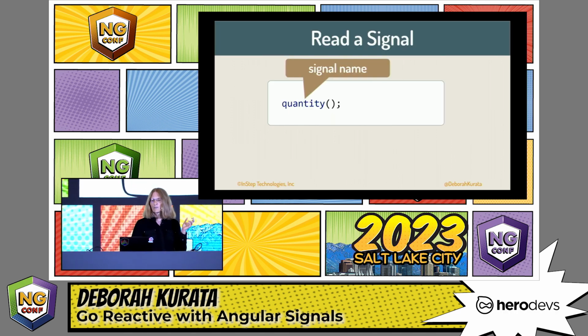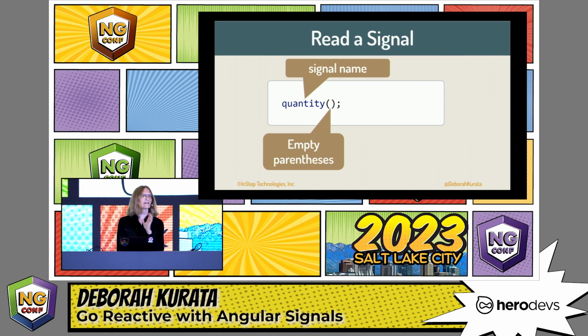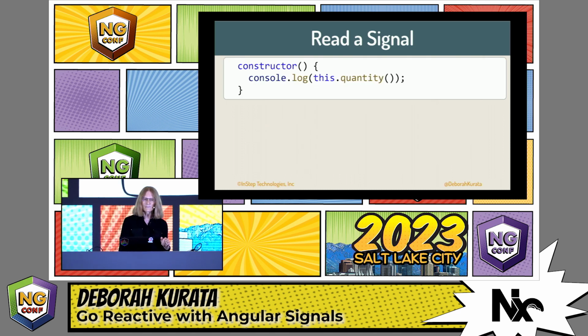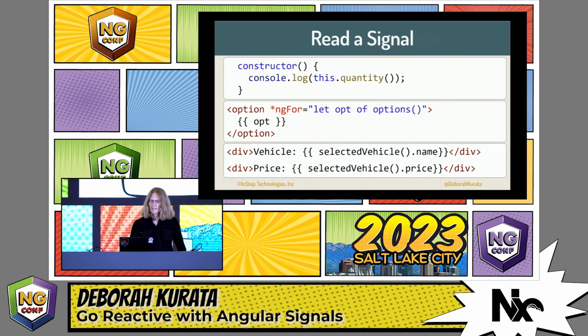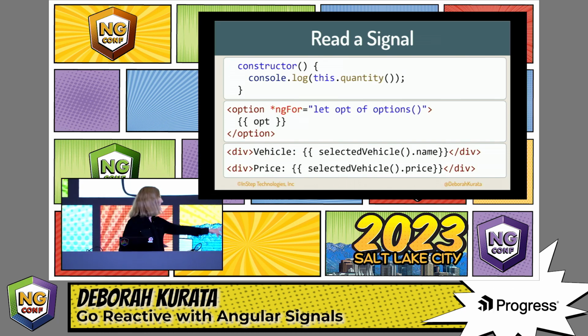We read a signal by using the signal name and the empty parentheses, basically, again, opening the box. Here are some examples. Here in our constructor, we're reading our signal in our code, and then here we're reading it in a template. We can also do something like this, where we're reading the signal object, and then we're dotting into its properties. So we're doing the name and the price there, binding it in our template.